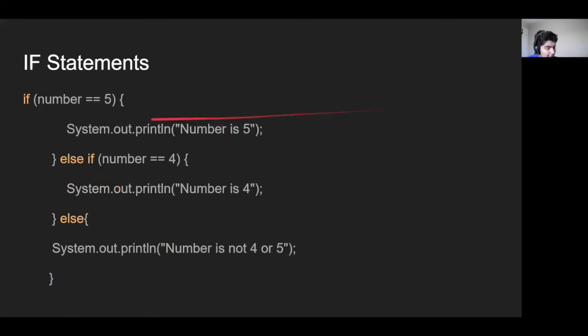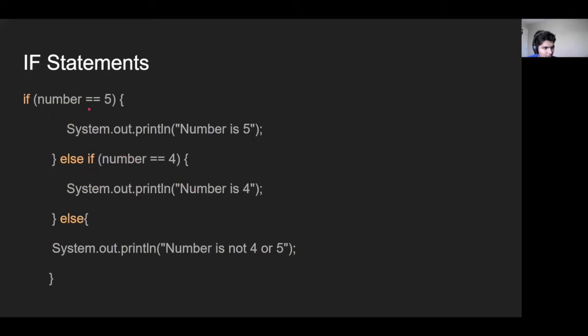We have if statements. As we discussed last time, we can have three types of if statements. We can just have a normal if. So if number is equal to 5, then print this. And in addition to an if, we can also have an else if. It's basically like saying "or else." So if number is equal to 5, print this, or else if number is equal to 4, print this.